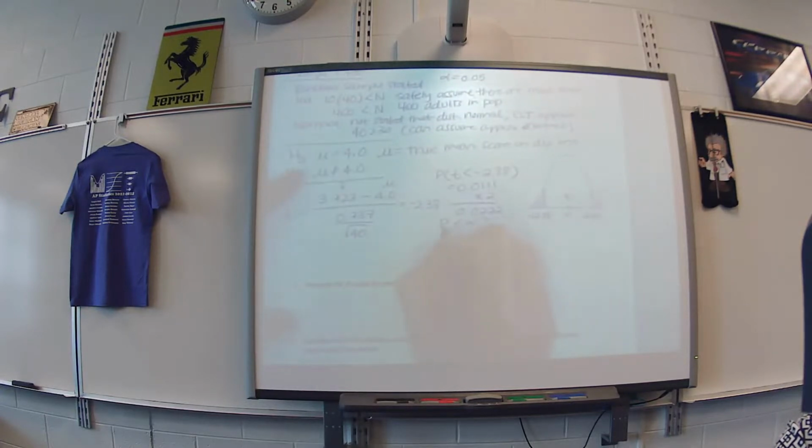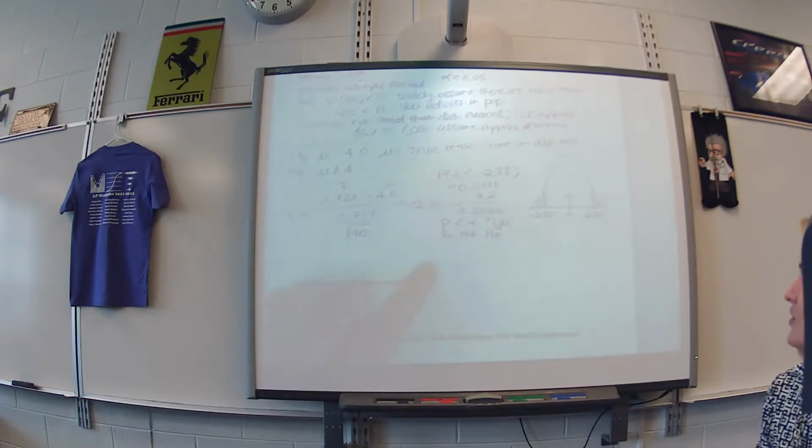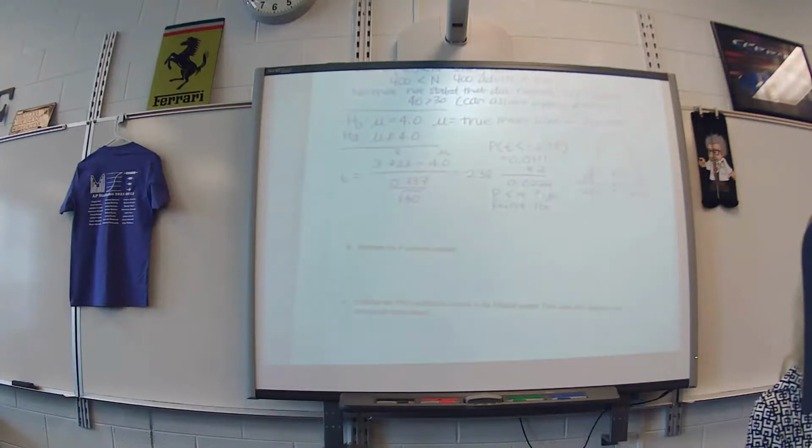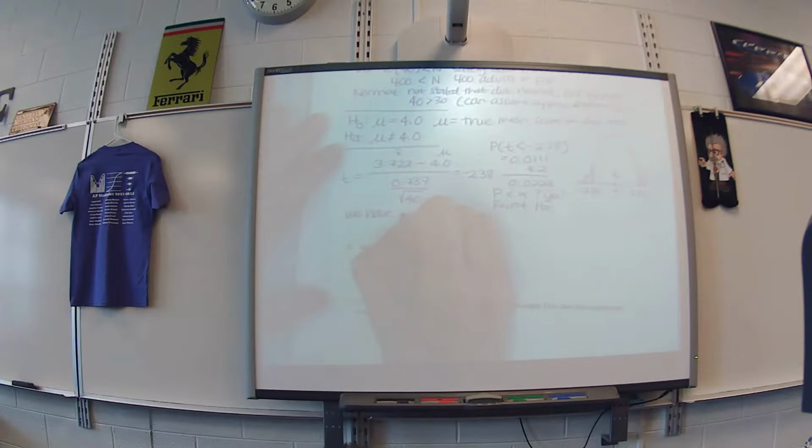All right, so is P smaller than alpha? Yes. So we would, in fact, reject the null hypothesis. You may not end here. You make a concluding statement. We have convincing evidence that the true mean score of depression on this test is not 4.0.